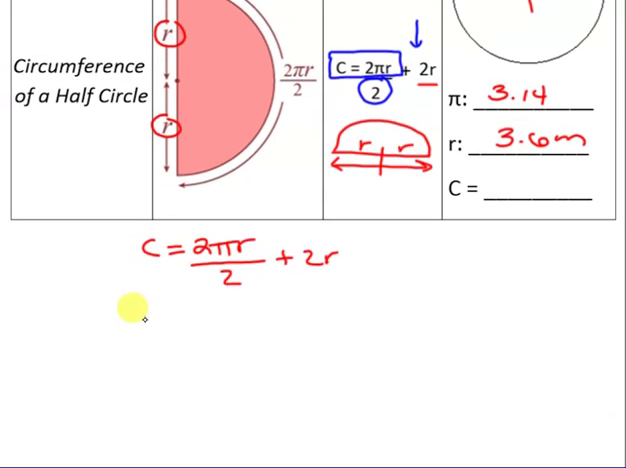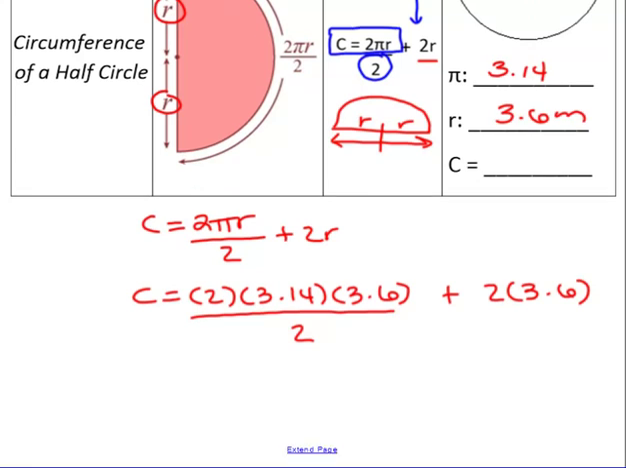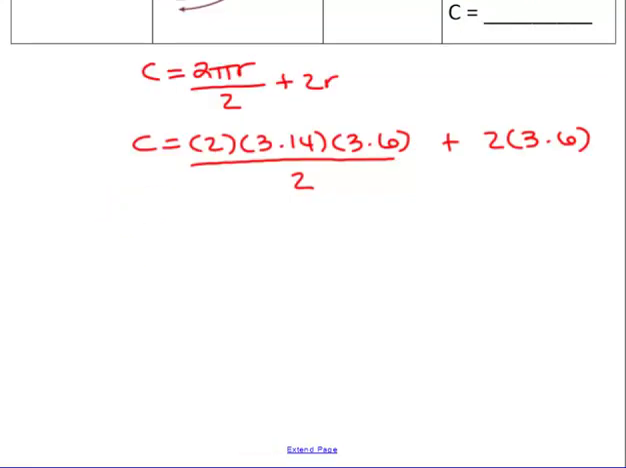So let's go ahead and plug our information in. So C equals 2 times 3.14 times 3.6, all of that divided by 2, plus 2 times 3.6, okay? Then it's just a matter of solving it. So C equals, when we do the top, it's going to be 2 times 3.14 times 3.6, which is our radius. So that's going to be 22.608 divided by 2, plus 2 times 3.6 is 7.2.